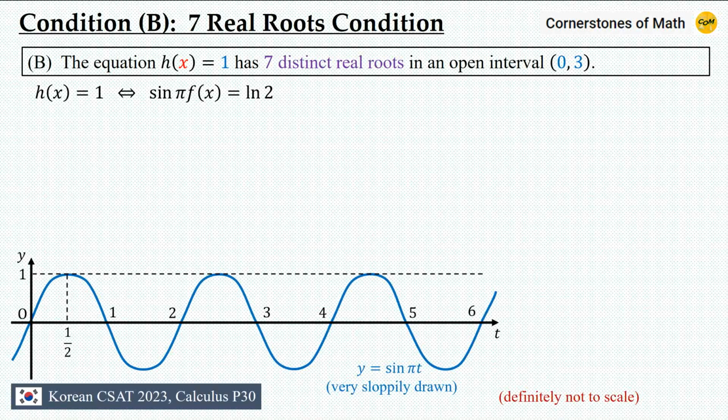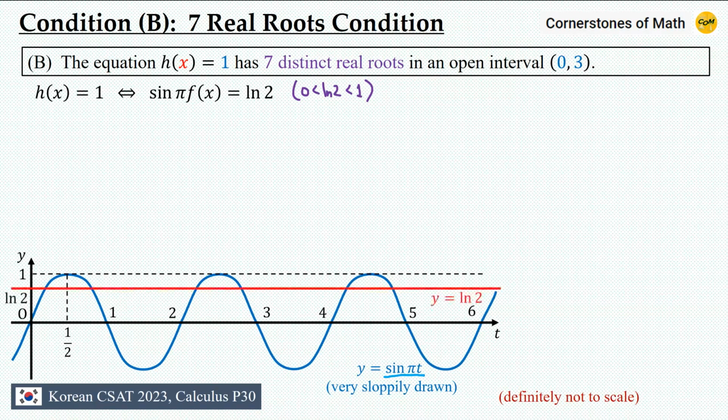And this is where I draw the graph of y equals sine pi t again, which I gotta admit looks pretty ugly, but that's not the point. Notice that ln 2 is greater than 0 but less than 1. So if we draw the horizontal line y equals ln 2, it intersects our sine graph like this.